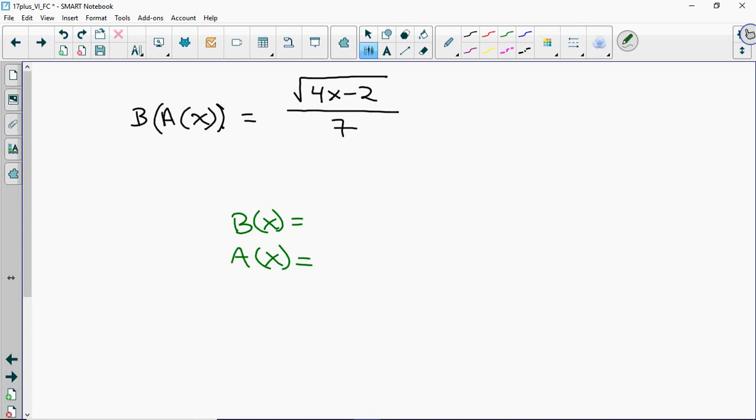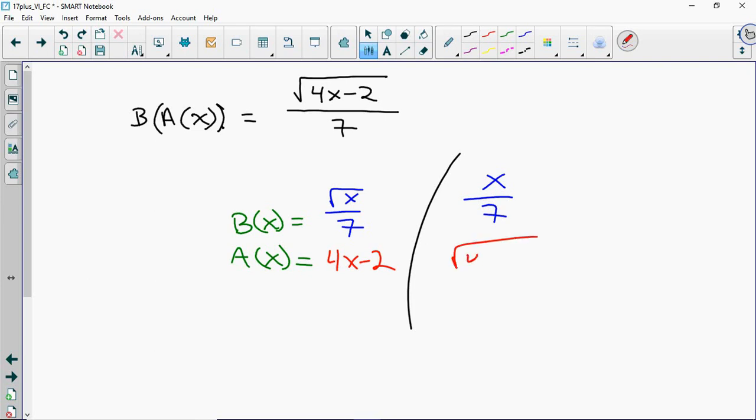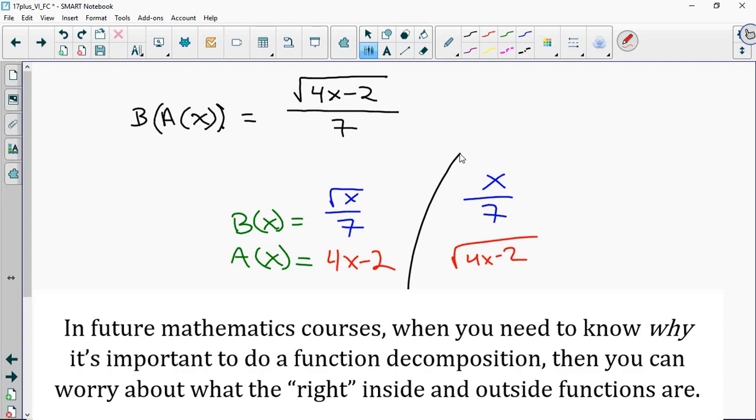In this case, for example, perhaps we identify the outside function b as simply being the square root of x over 7. In this case, the inside function would have to be 4x minus 2. Or maybe the outside function is just x over 7, and the inside function is actually the square root of 4x minus 2. The composition b of a of x is going to be the same thing in either case. So there's not necessarily a right or a wrong way to do the decomposition.